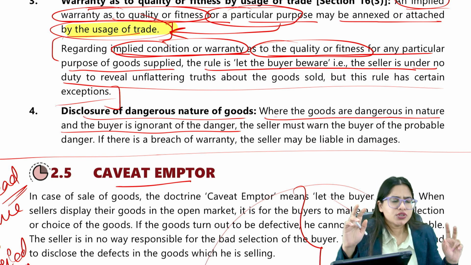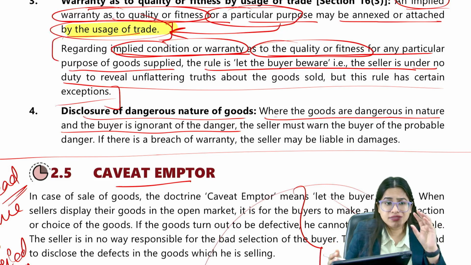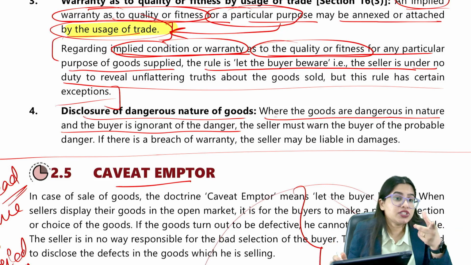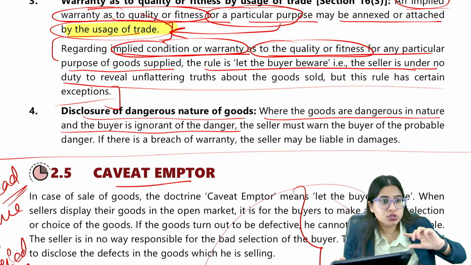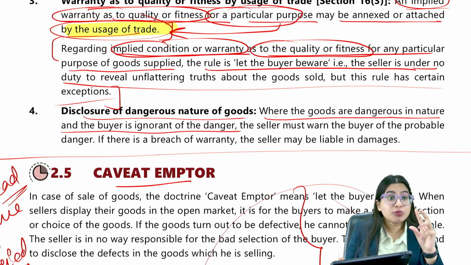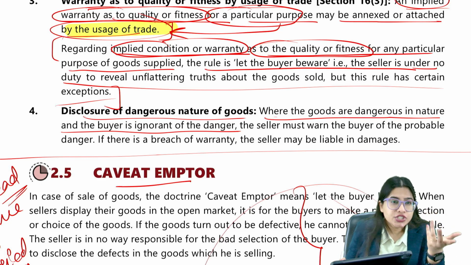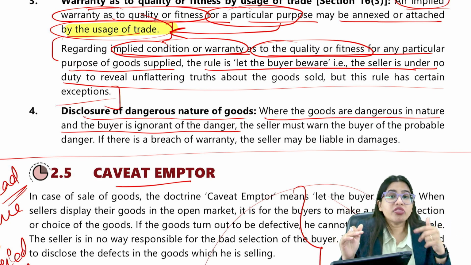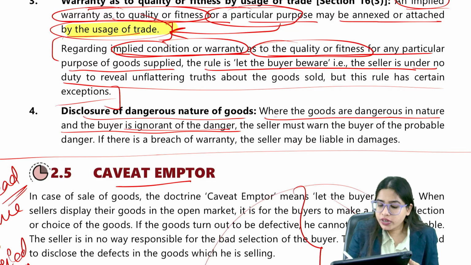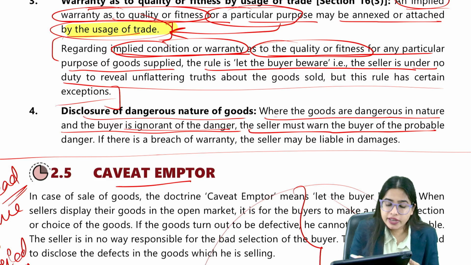If goods have a certain danger, you have to mention it, especially for electronic products, for example, please turn the switch off after use. Gas, electronic products like microwave, induction and all kitchen products, if they are dangerous in nature, then the seller has to warn the buyer. And if the buyer is ignorant about the danger, then the seller must warn the buyer about it.